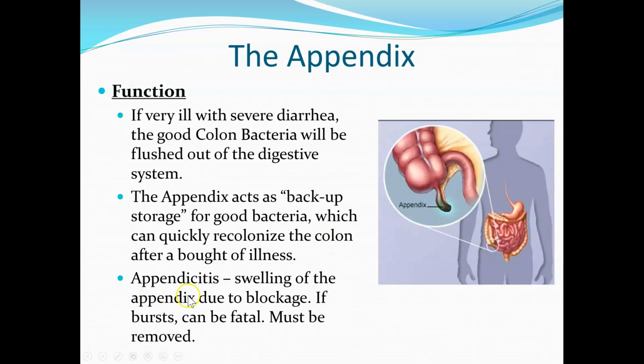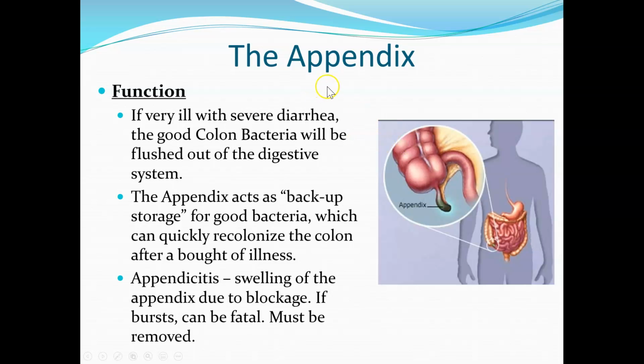Appendicitis is basically when inflammation of the appendix happens due to a blockage, and it can be fatal if it bursts and the person is not taken to the hospital and treated right away. So it must be removed if it becomes inflamed and blocked before it bursts. It's very, very painful. And that is the end of the digestive system.